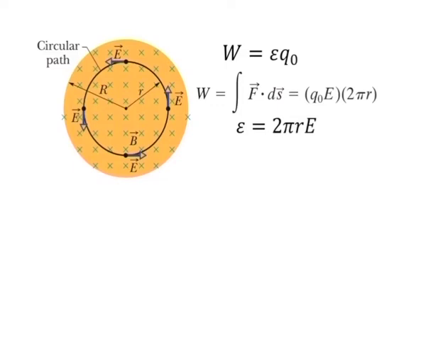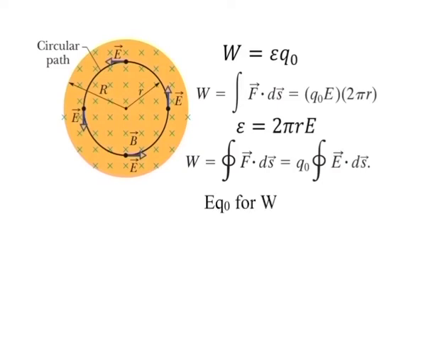Next, we write equation F to give a more general expression for the work done on a particle of charge Q0 moving along any closed path, that is, W = ∮F·ds, which is equal to Q0 ∮E·ds. The loop on each integral sign indicates that the integral is to be taken around the closed path. Substituting εQ0 for W, we find that ε = ∮E·ds.